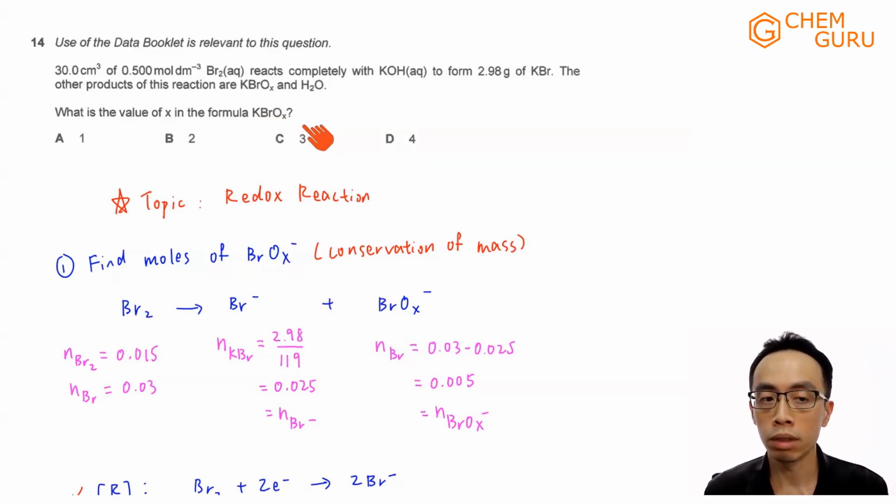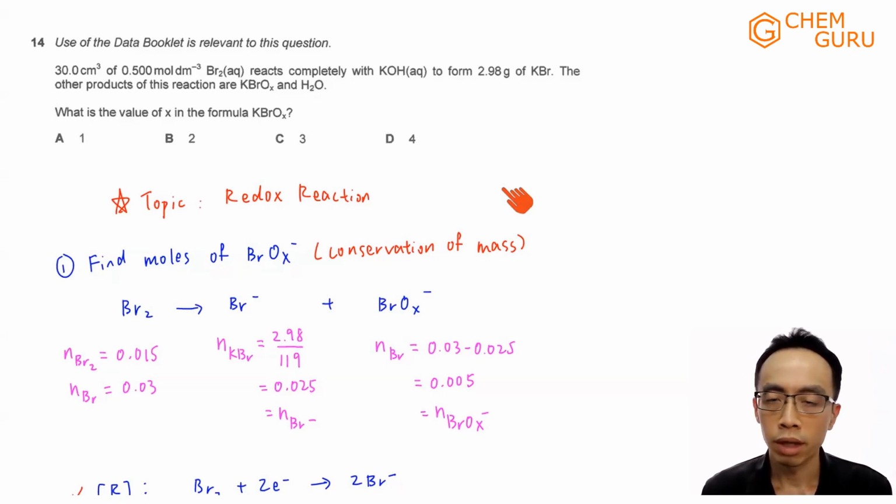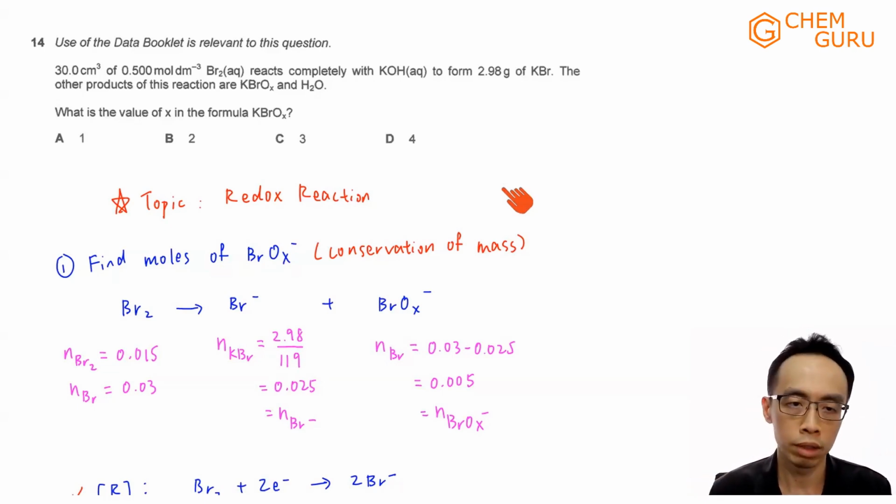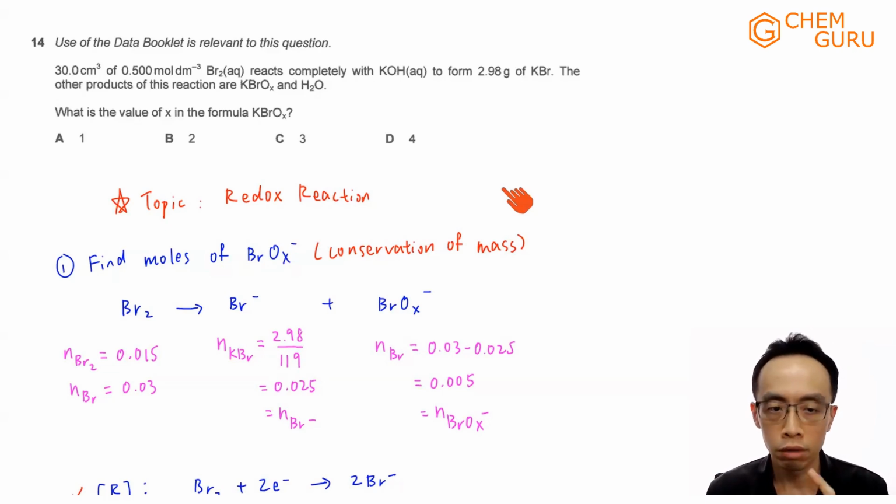Now, in order for me to determine the value for X, I actually need the oxidation state of bromine in the product. Then I can figure out what is the value for X. So the topic tested in this question is actually redox reaction, and is a variation involving this standard type of question, which is to determine oxidation state involving unknown species given experimental data. But we have to do a bit of figuring out first.